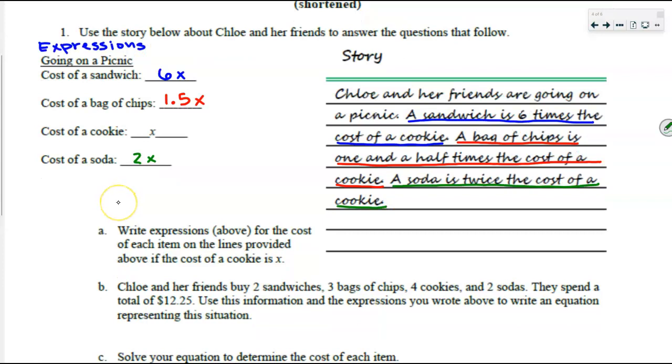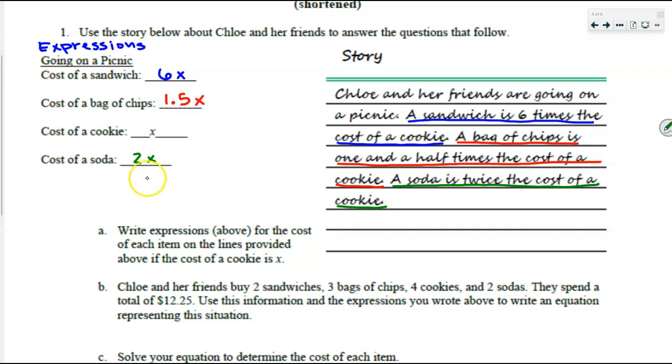Now let's read part B because the story isn't done. Chloe and her friends buy 2 sandwiches, 3 bags of chips, 4 cookies, and 2 sodas. This is how you know it is not current as of 2023, because 2 sandwiches, 3 bags of chips, 4 cookies, and 2 sodas only cost $12.25. I don't think you can find that for today's prices, right? I think this was written maybe 15 years ago, so it's kind of showing its age.